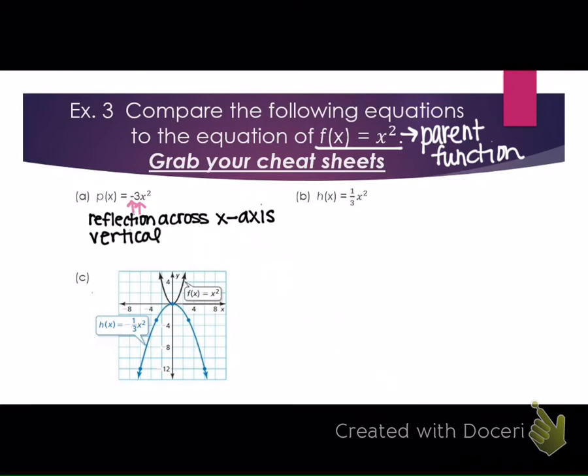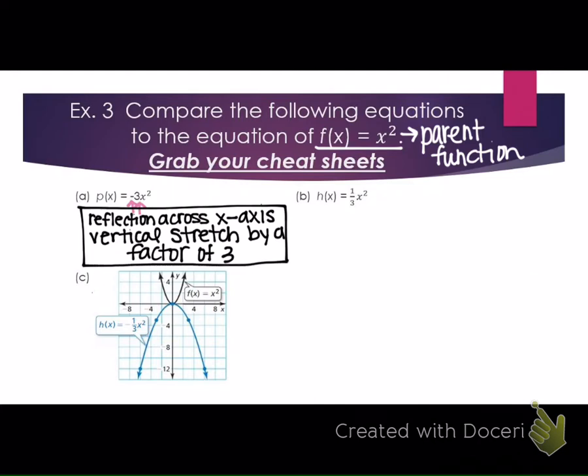And now we just have to decide, does my 3 fall between 0 and 1, or is 3 greater than 1? Greater. So if my a value of 3 is greater than 1, is it a stretch or a shrink? It's a stretch. So this is a vertical stretch by a factor of 3. Remember, we like vertical stretches and shrinks because the factor is exactly what we see. So there are the two transformations that have taken place to that problem.